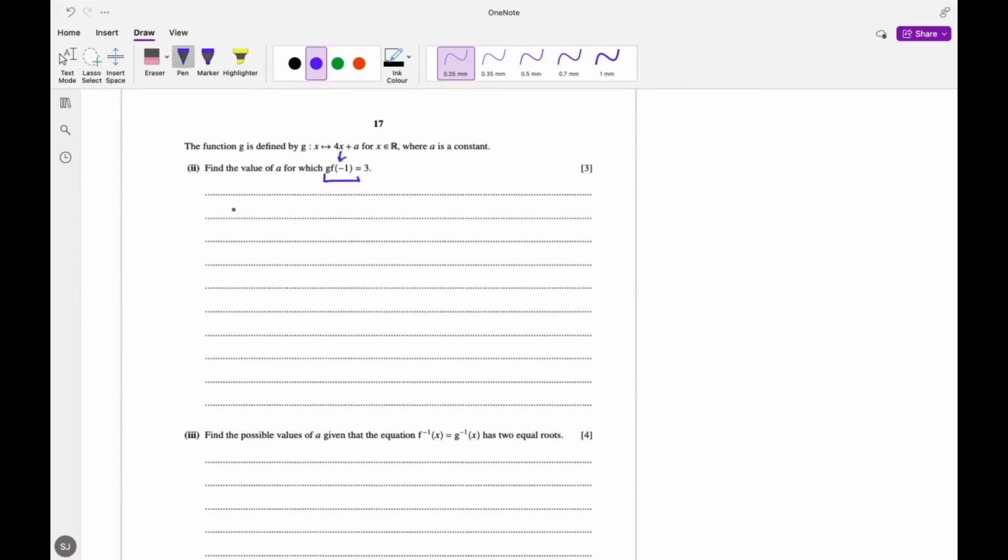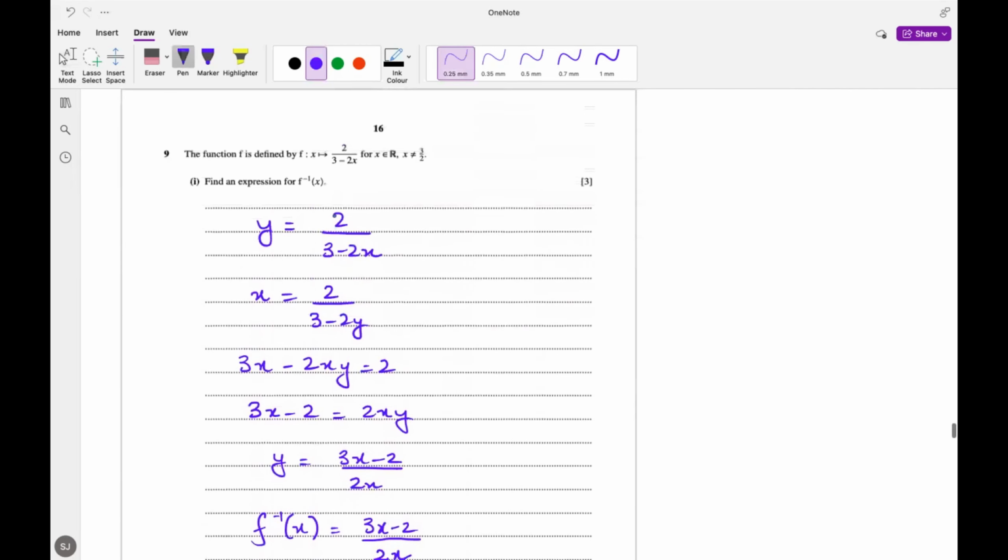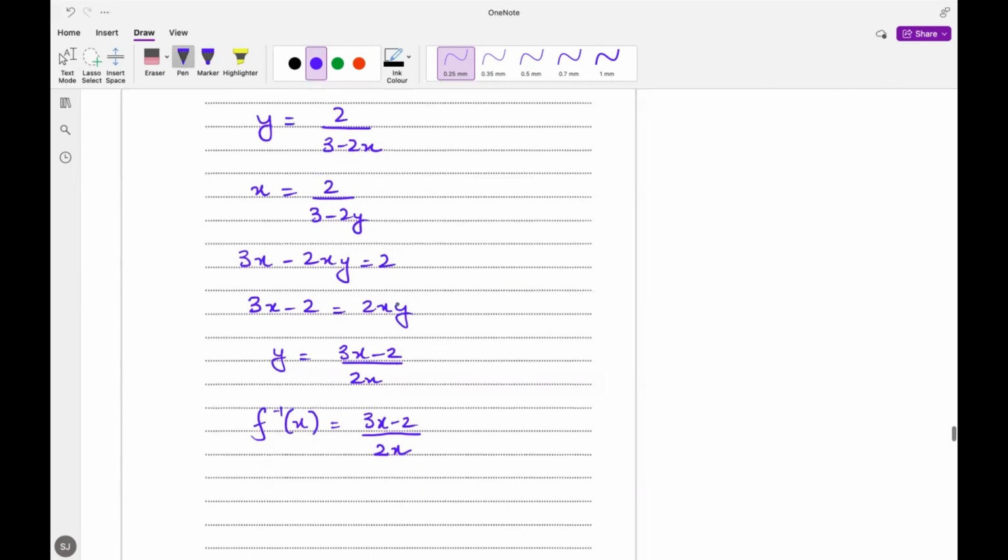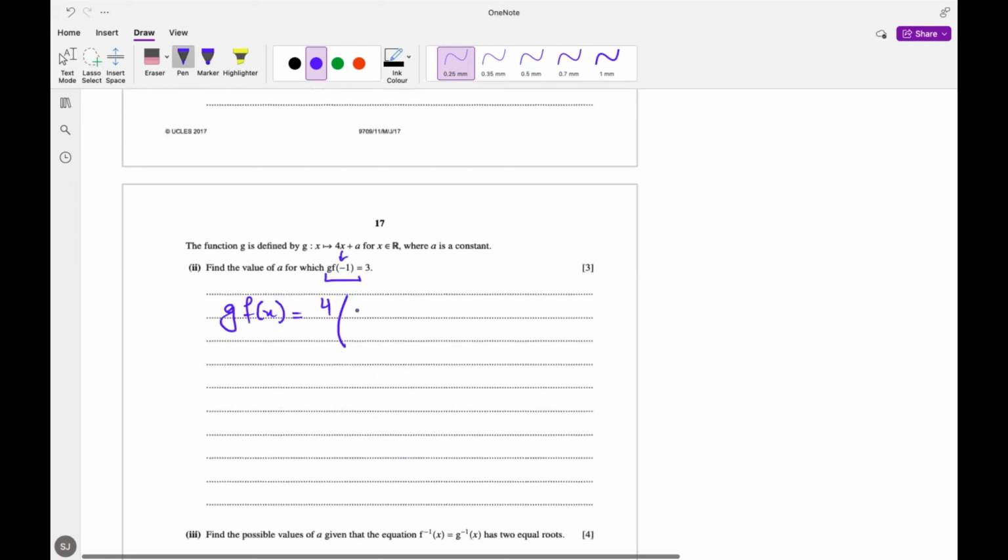f. So we can write it as, first of all, gf of x will be 4 into, in place of x, we can substitute the function f, which is 2 upon 3 minus 2x. So this will be 2 upon 3 minus 2x plus a. Now substituting x equals to minus 1, and the result will be 3.